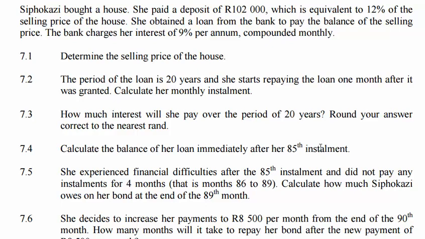She experiences financial difficulties after the 85th installment and does not pay installments for 4 months. That is for month 86 to 89. Calculate how much Sipukazi owes on her bond after the 89th month. So she owes the bank the amount you just calculated. Let's say it's something like 200,000. For 4 months she makes no payments. What's going to happen to that 200,000? Is it still going to be 200,000 after 4 months?